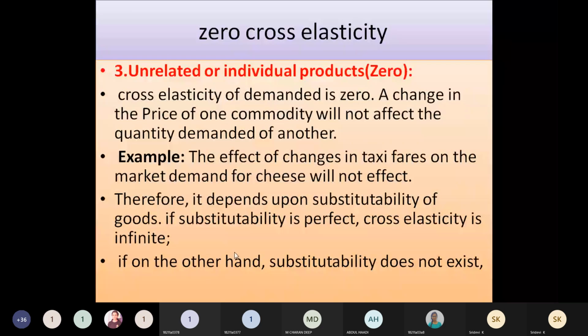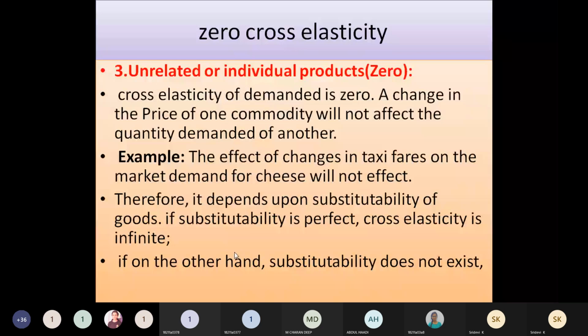The same graph you can show here. The thing is, you have to change the price of Y product on Y-axis. It's like, even if you increase or decrease taxi fares, it won't affect the sales of cheese in this example. So zero elasticity of demand.